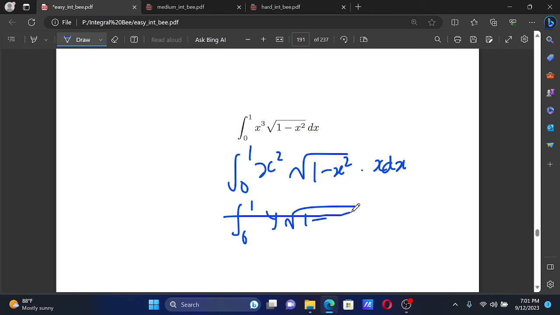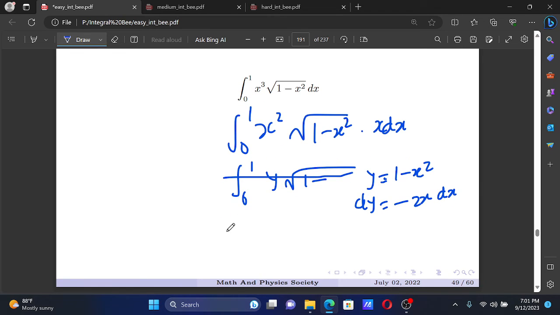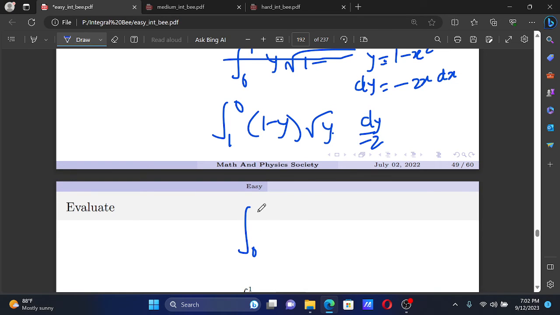So just have y equals to 1 minus x square, then dy equals to minus 2x dx. Now this will do us some good, and the limits will be from 1 to 0, and this will be (1 minus y) root y times dy by minus 2, and then the minus will help us reflect the limits to 0 to 1, and then 1 by 2. We will have 1 by 2 times (y to the power 1 by 2 minus y to the power 3 by 2) dy.